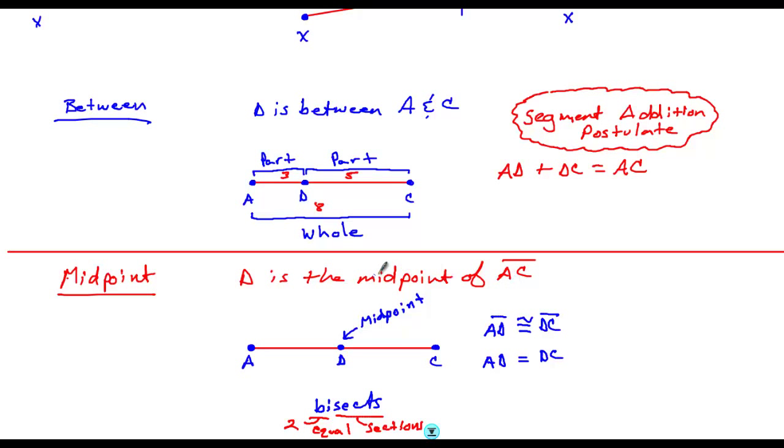But you're not going to have a statement like this on most of your problems. What you're going to have are these two little marks. Do you remember what they're called? These are tick marks. The tick marks tell us that AD is congruent to DC, and therefore D is the midpoint of segment AC. So if you need to watch this section again, these last two parts are without a doubt the two most important things that we're going to cover in this entire unit before the first test. So make sure you understand between and midpoint.